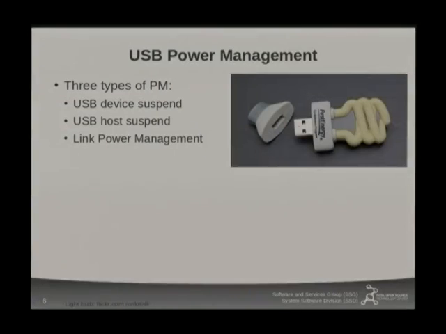So first, let's talk about how USB power management is supposed to work. There are three types of USB power management. First of all, you can put a USB device into a lower power state. So you can put the device into suspend. And once all of the devices that are attached to a particular USB host controller are suspended, you can put the host controller into suspend. So it goes into a deeper PCI power management state. There's also USB link power management, which is a more recent type of power management that was added. And in that case, you can put individual links in the whole tree of USB devices into a lower power state.